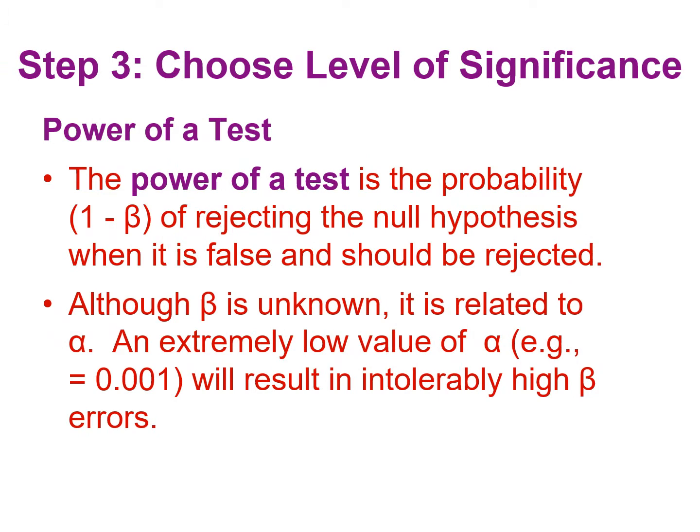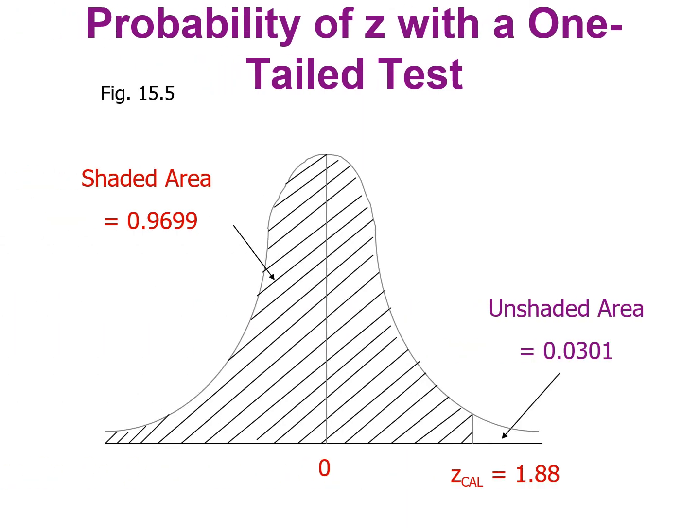Then we choose the level of significance. We choose the value of alpha. There is a trade-off relationship between alpha and beta. The power of the test is denoted by 1 minus beta. If this is a one-tailed test, then the critical region is only on one side. And if it is a two-tailed test, then the critical region is in both tails.